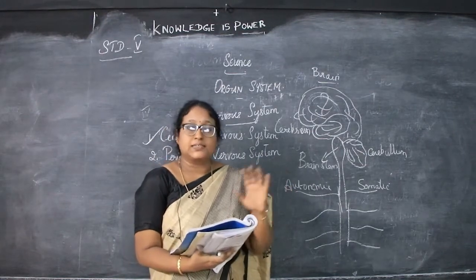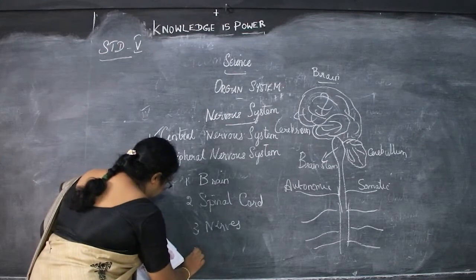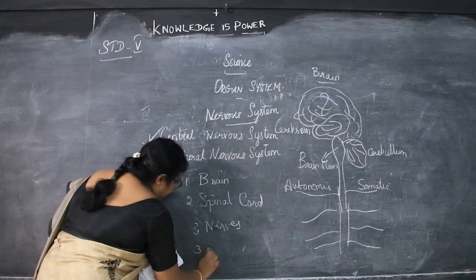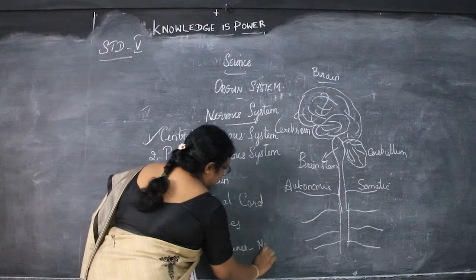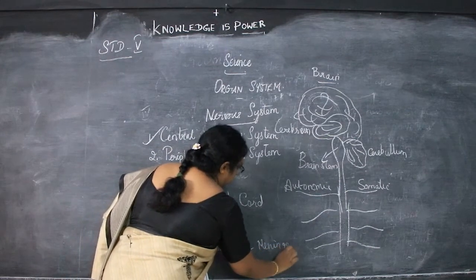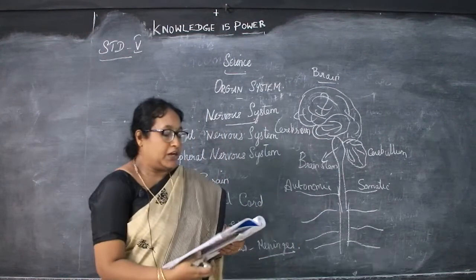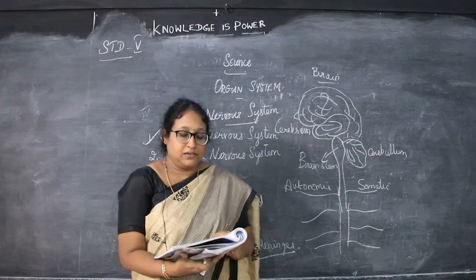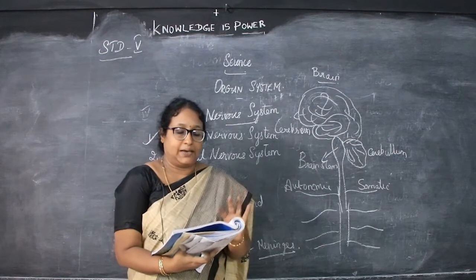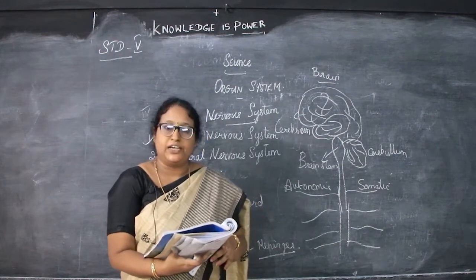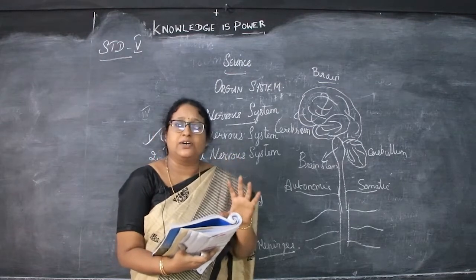Now the brain is covered by three membranes called meninges. They are the dura mater, arachnoid membrane and the pia mater. The brain is kept in a bony case called the cranium or skull. So the brain is inside the skull.